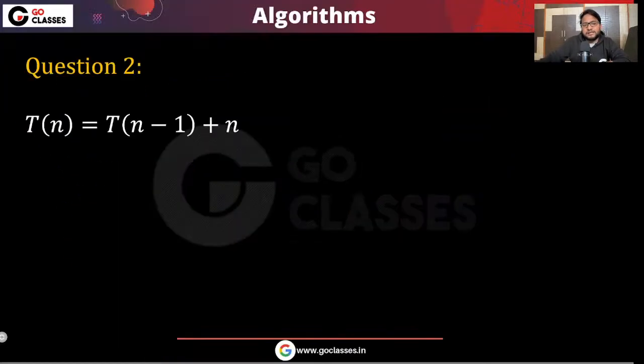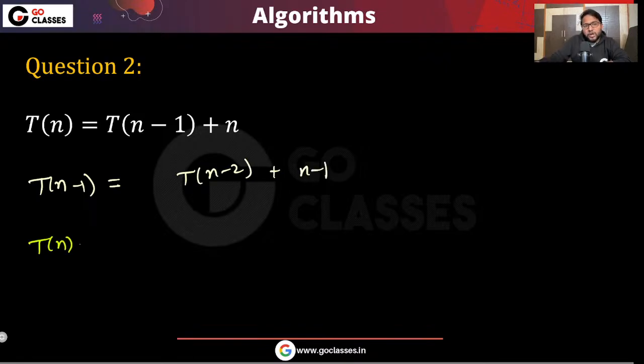Okay, now let's just see this question. Can you solve this question? Let's quickly solve it. So this is Tn equal to, here instead of 1, it is n, right? So what is the value of T of n minus 1? T of n minus 1 will be T of n minus 2 plus n minus 1, right? So you can put now Tn equal to T of n minus 2 plus n minus 1, and then plus n, right?